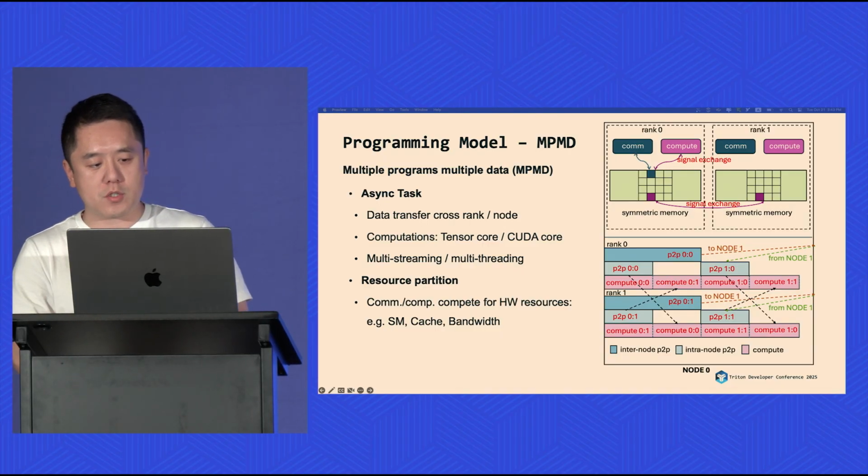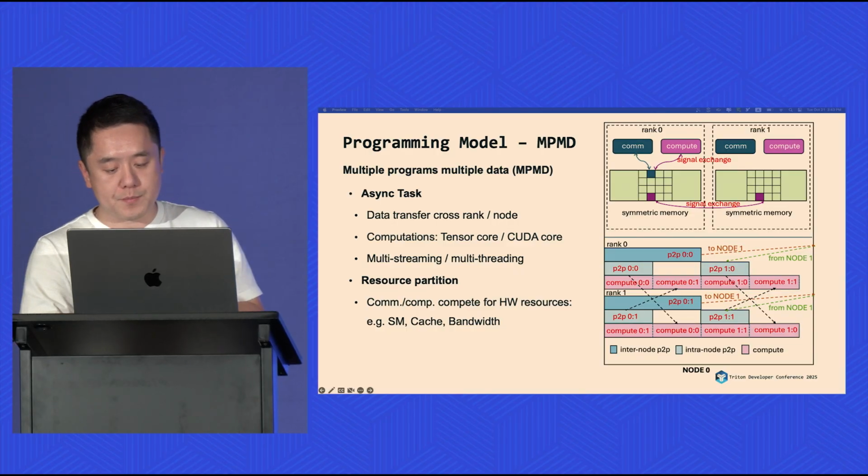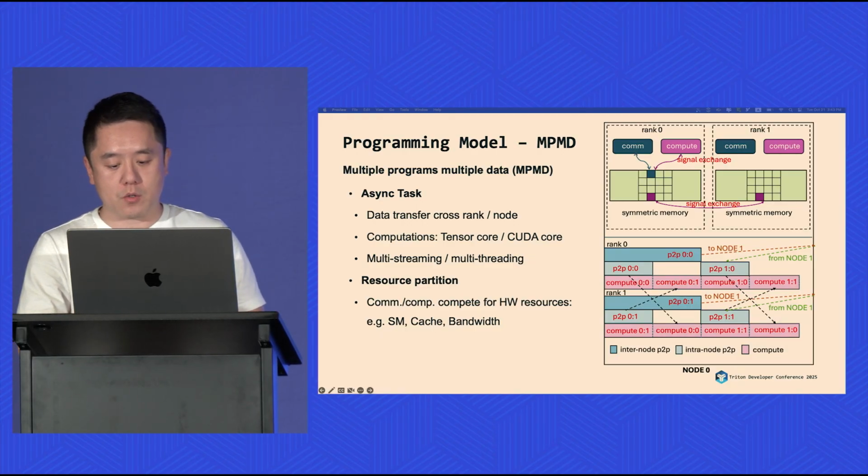Besides this, in real-world training and inference, the developer also has to deal with resource partitioning. Basically, you have to deal with different kernels that either use SMs or compete for bandwidth, as with communication kernels.